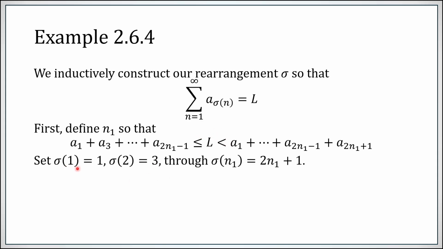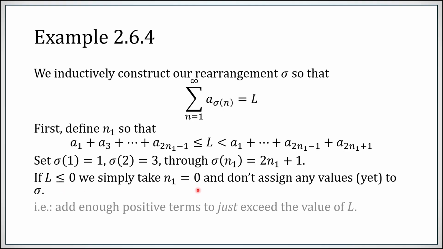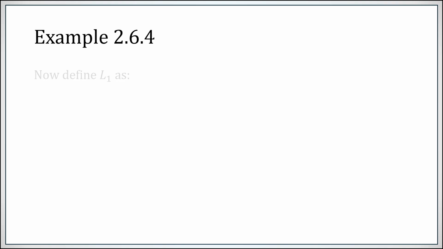So set sigma of 1 to be 1, sigma of 2 to be 3, and so forth, so that I add up exactly those terms. And then I go to be just a little bit bigger than L. Note, if L started off less than or equal to 0, just start with an empty sum here. So we're adding up enough positive terms to be just a bit bigger than the L we want. Now what?